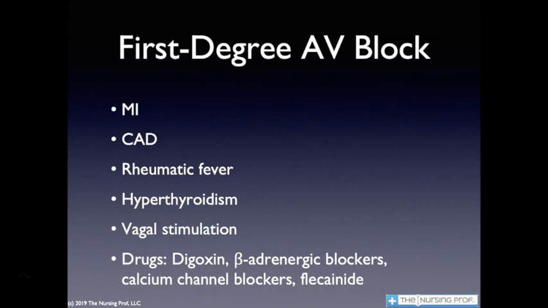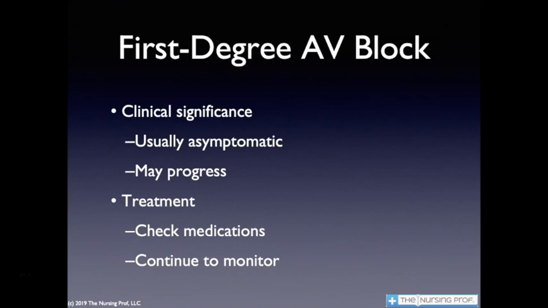If the patient is taking medications, that's something else we want to consider, because DIG and beta blockers could be causing the patient to have a first-degree block. The clinical significance, it's usually asymptomatic, but it may progress into a second or third-degree block. So that's what we're really concerned with.